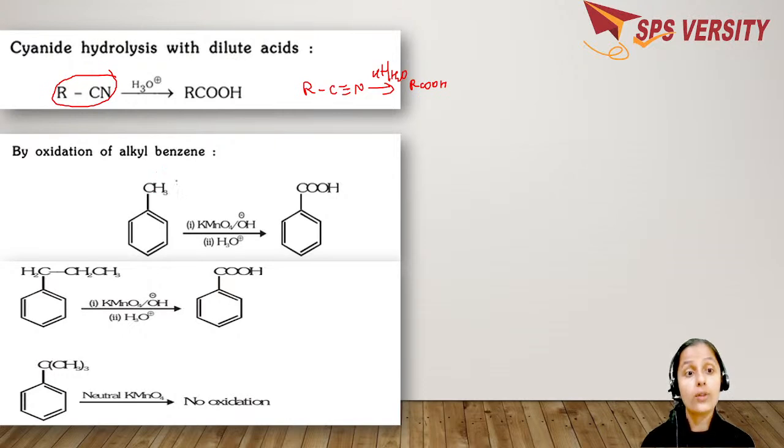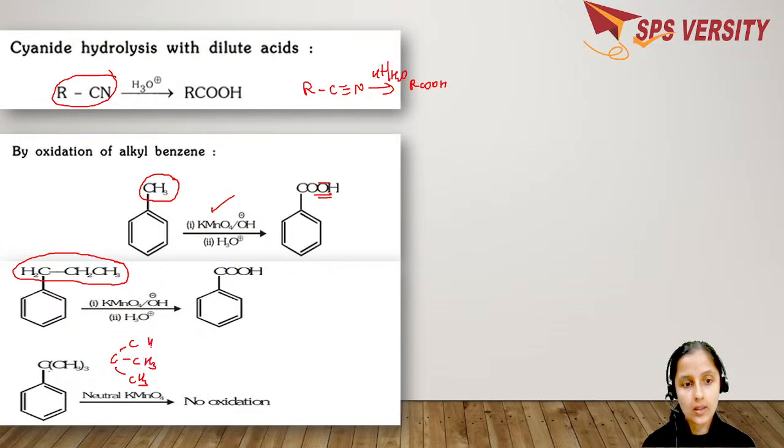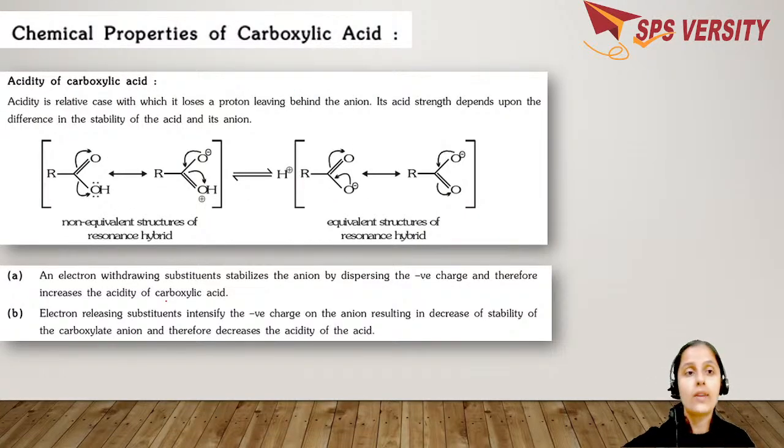And then oxidation of alkyl benzene. The CH3 group which you have over here, in the presence of a strong oxidizing agent, gets converted to the corresponding carboxylic acid. Any such alkyl group completely gets converted to carboxylic acid, COOH. But here you have a group like this, so this doesn't get converted to the corresponding carboxylic acid, so there is no reaction in this case. And then we are going to see the chemical properties of carboxylic acid, how these carboxylic acids are going to react.